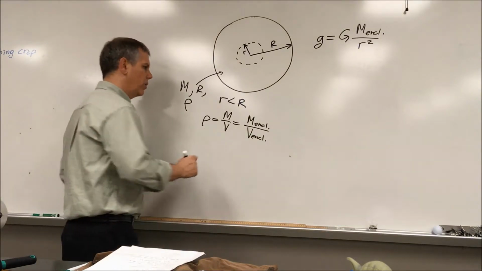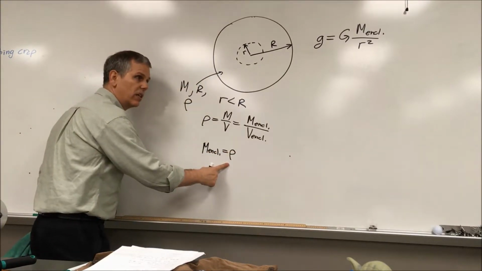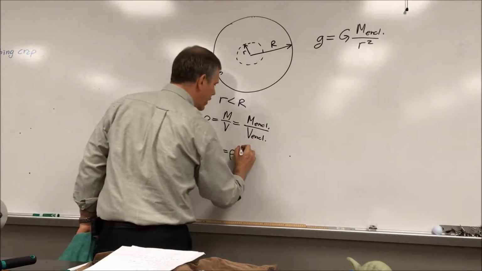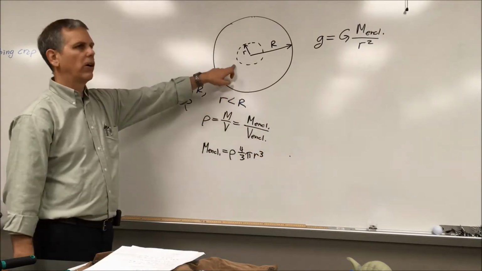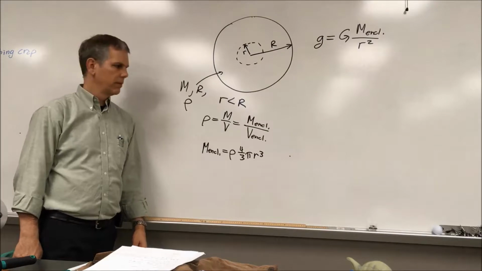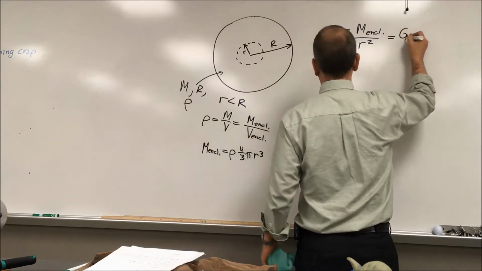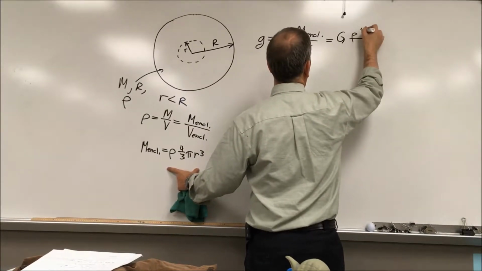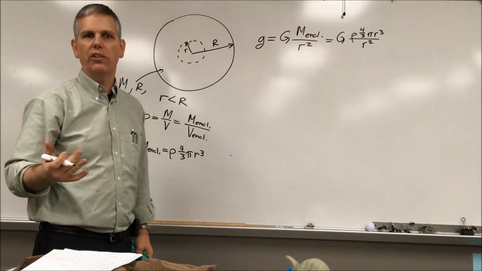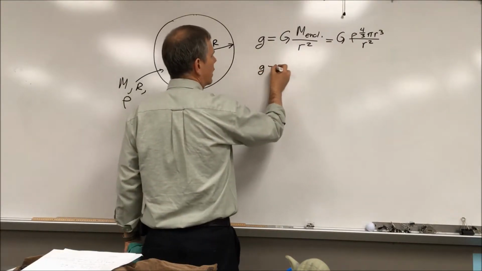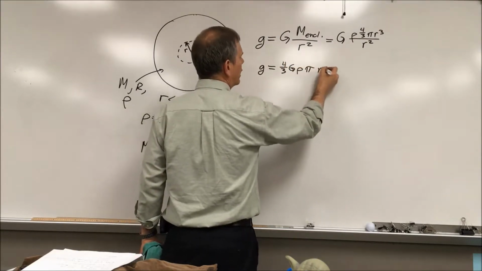So if I wanted the mass enclosed, it would equal rho, a constant, times the volume enclosed, which would be 4/3 pi little r cubed, because that's how far I am from the center of the planet. We're all good so far? I'm gonna plug all this in. I get g equals big G, my mass enclosed, which is rho 4/3 pi little r cubed, over r squared, and we notice that two of the r's cancel. So we get that g equals 4/3 G rho pi times r.